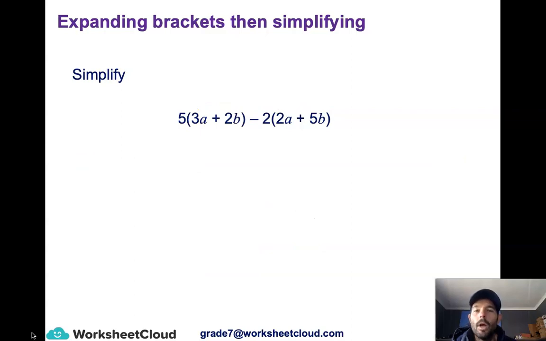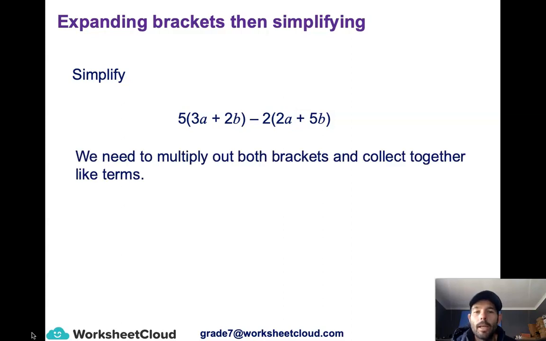Here's another one for you to try and do, or for us to talk through. So the first thing we need to do is multiply out the brackets, because brackets come first. Then we collect like terms. So 5 times 3a is 15a. 5 times 2b is 10b, and all positive, because there are only positive signs there. But on the second bracket, we have a negative 2. So it's negative 2 times 2a, a negative times a positive, so that becomes a negative 4a. And then negative 2 times positive 5b is a negative times a positive, and that becomes negative 10b.